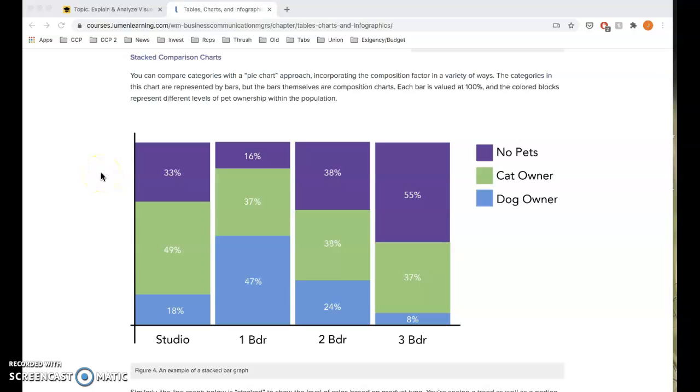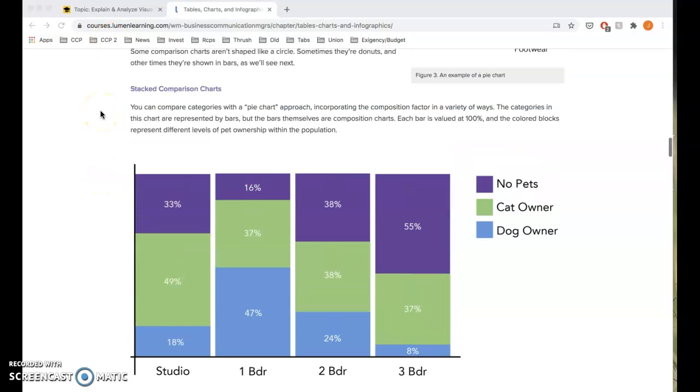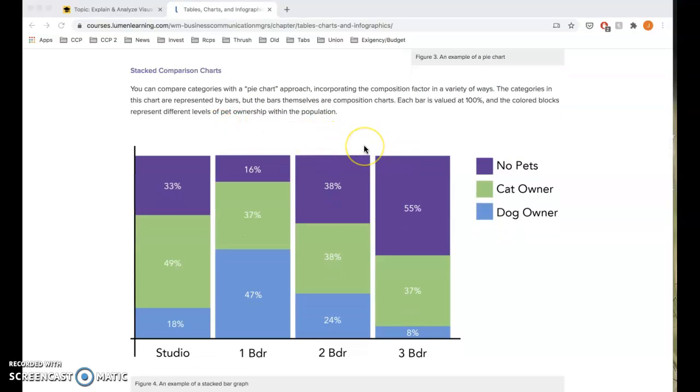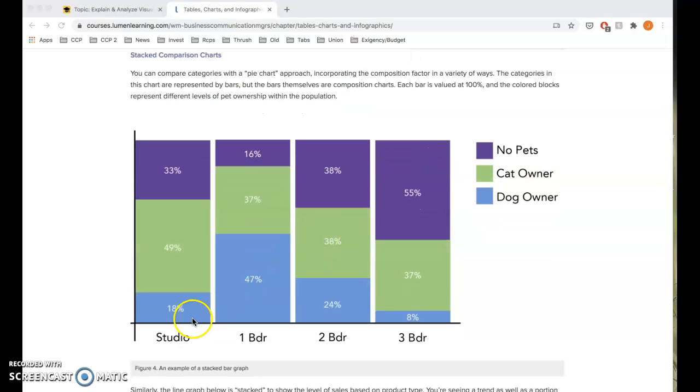Okay. So again, I'm looking for topic, right? So here, I don't have a title, right? So I'm not sure what's being measured, right? But it looks like I see studio, 1 bedroom, 2 bedroom, 3 bedrooms, right? If I read the X axis, right? The Y axis doesn't have a label. I do have color codes, right? For no pets, cat owner, dog owner, right?